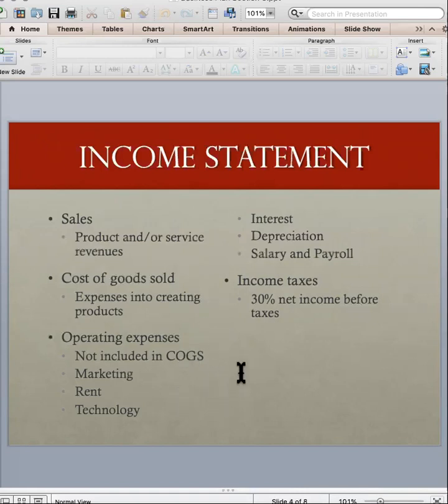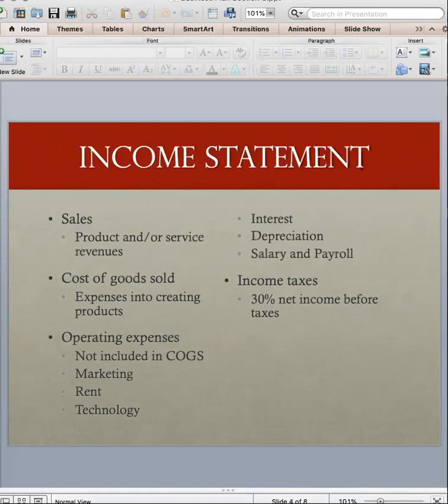This section is where you need to consider and record costs for things such as marketing and advertising, rent of land or buildings, technology, interest on loans, depreciation of assets, your salary, and your employees' payroll. This list will obviously be customized to your business with additions and subtractions from the basic list here.